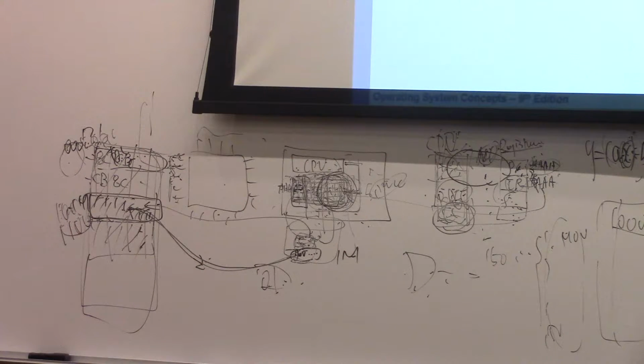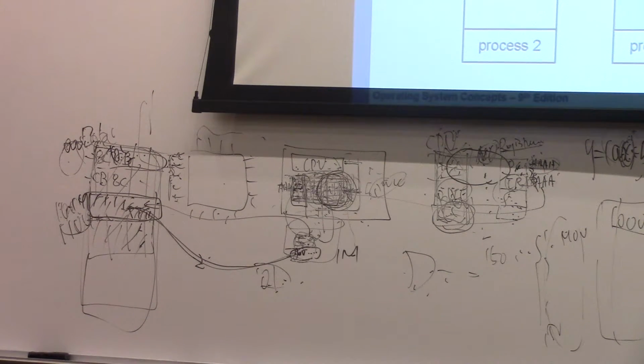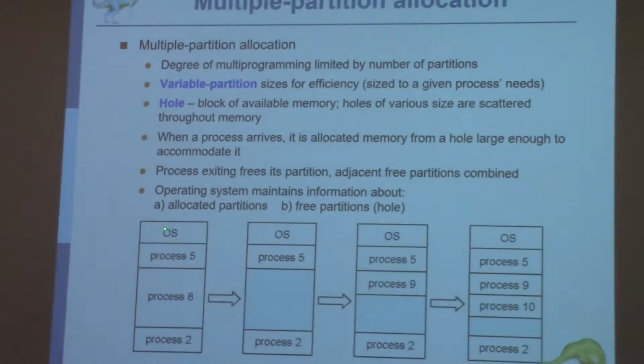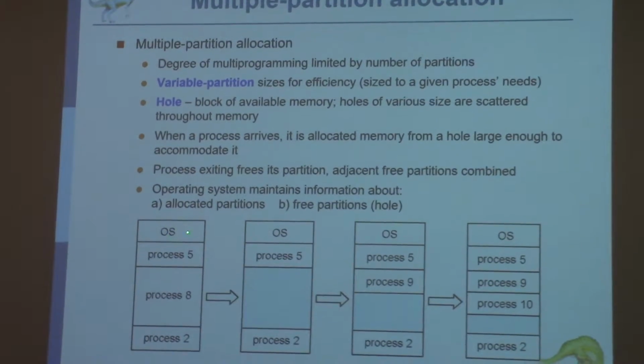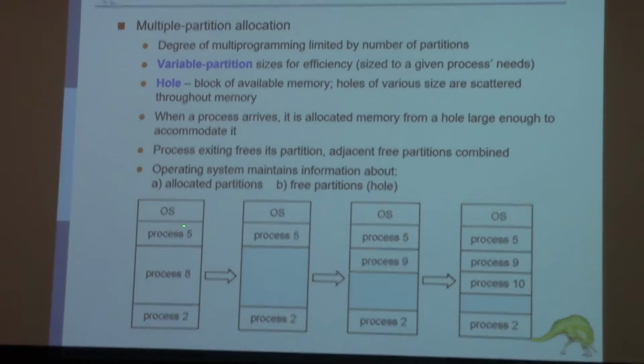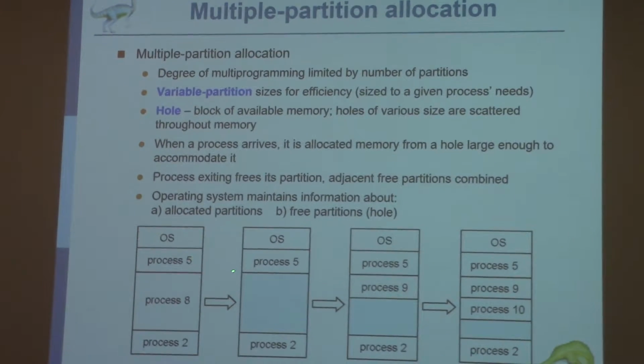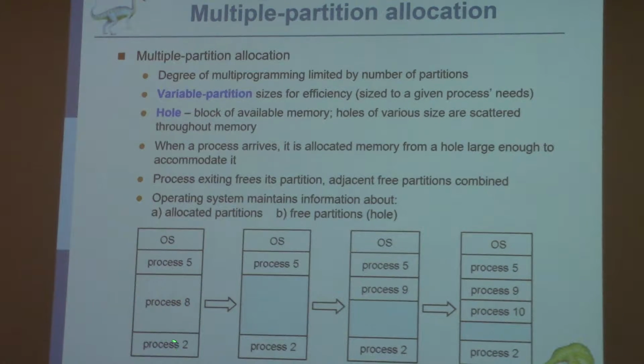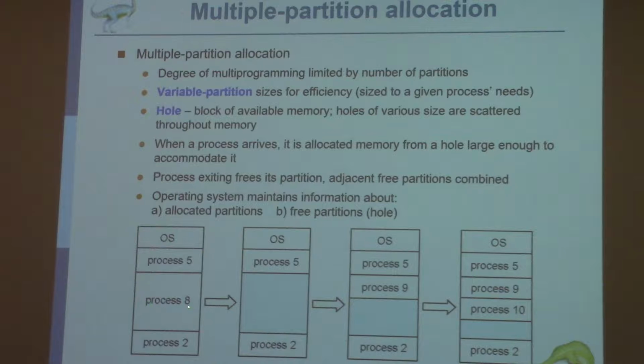So for example, in this case, the operating system occupies the beginning of the memory, and process 5 will be started, created, and then the next process 8 and the next process 2. Then if process 8 is done, this will be freed up. Then if process 9 is started, it always takes one partition of contiguous memory space, like this. This is called contiguous memory allocation.